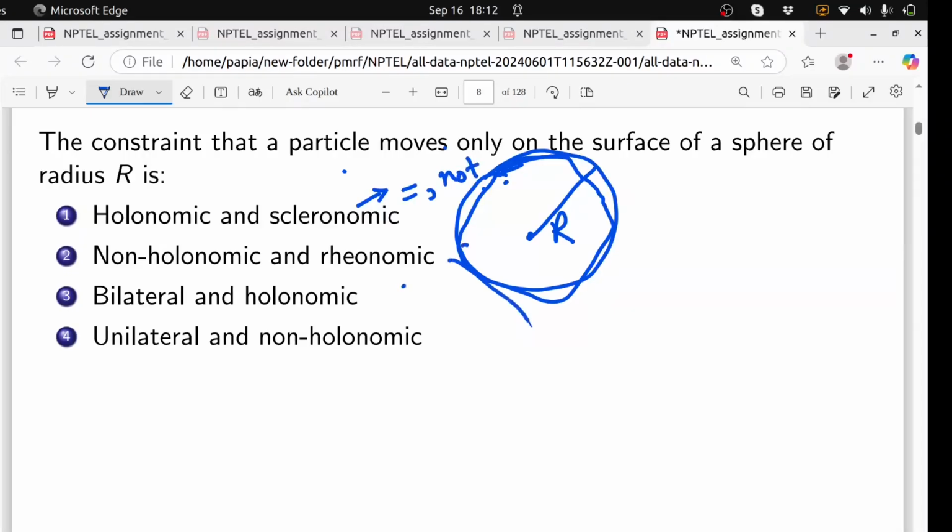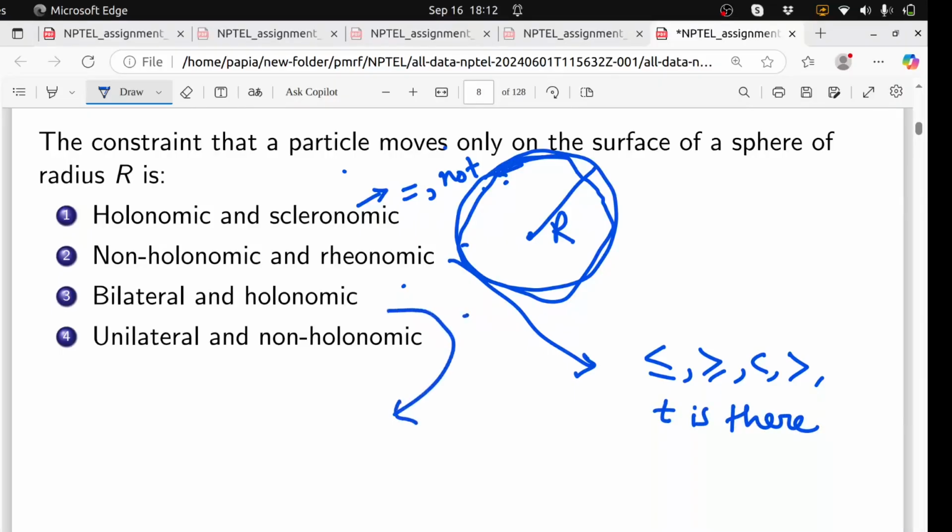Non-holonomic and rheonomic means it should be less than or equal, or greater than or equal, or less than or greater than, and then in rheonomic t is there. Bilateral and holonomic means it should be equal, and bilateral means again it is equal. Now coming to unilateral, it means like this one or this one, something like that. And non-holonomic is also again like this one.